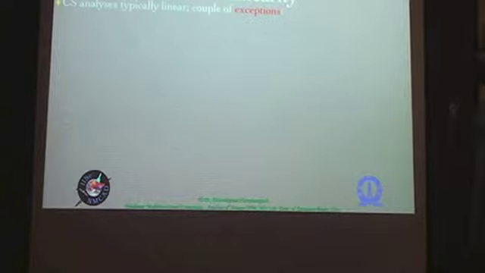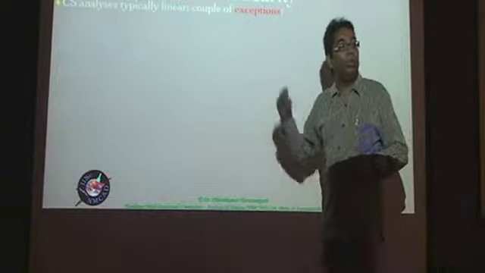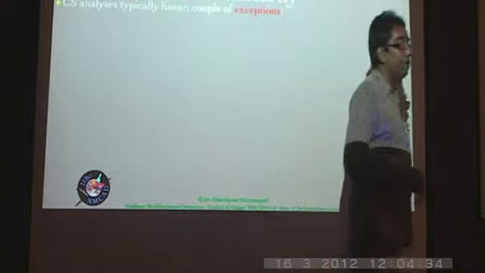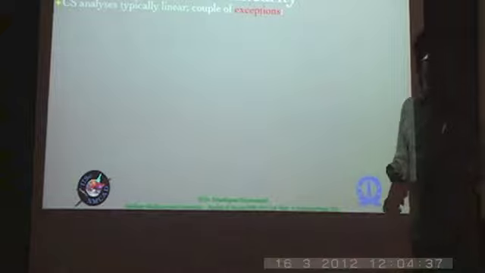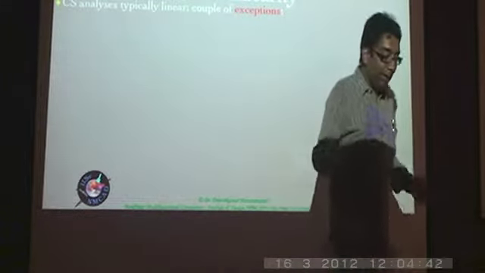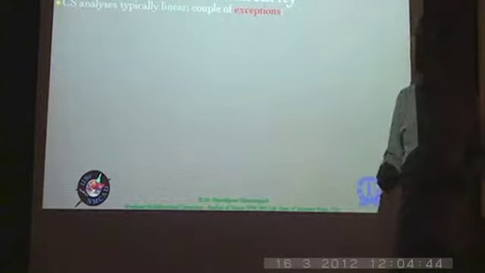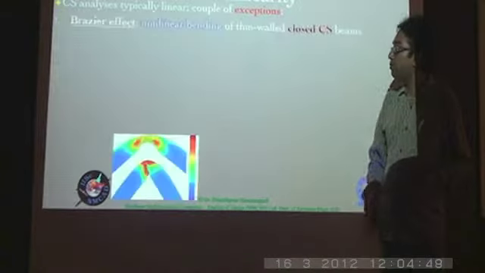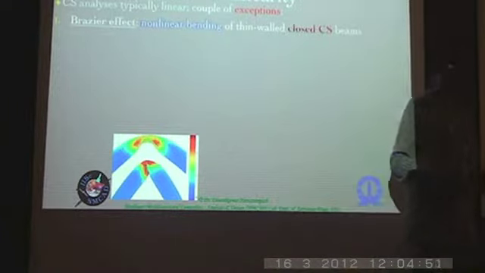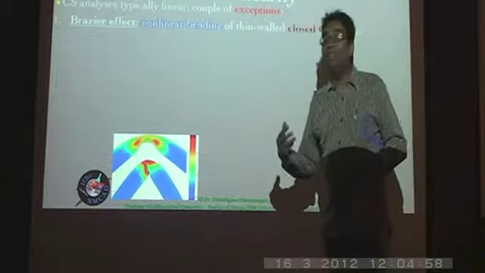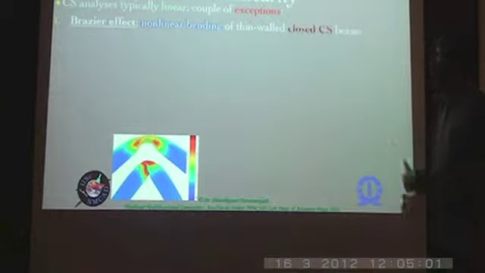So as I said, cross-section analyses are typically linear. In other words, your S matrix or S-bar matrix or S-hat matrix consist of constant terms. But there are indeed exceptions, and some of these are very important exceptions because they are very practical situations, especially in aerospace applications. Some of those we will look at. The first example is the so-called Brazier effect, named after a person, Brazier, who first modeled this.